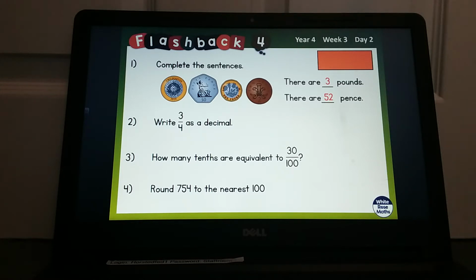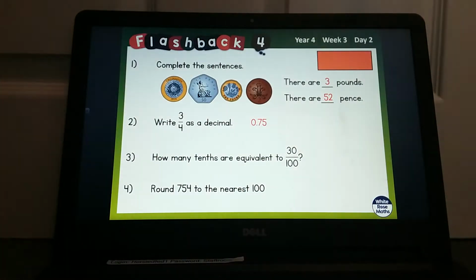Question number 2, write 3/4 as a decimal. We know that 1/4 as a decimal is 0.25, so 3 lots of that would be 0.75.